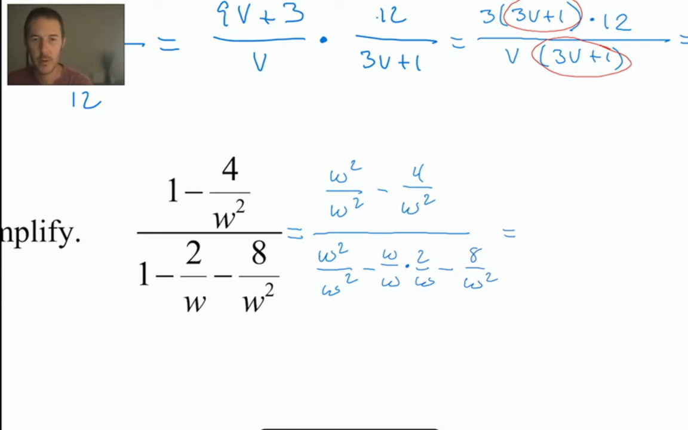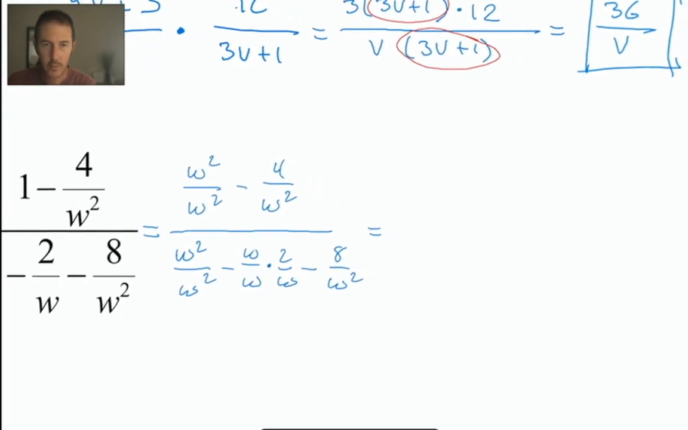All right, so remember, the goal here was to create a common denominator in the big numerator and a common denominator in the big denominator. In this case, those two common denominators were the same. We're trying for a w squared on the top and on the bottom. Okay, let's slide that over a little.